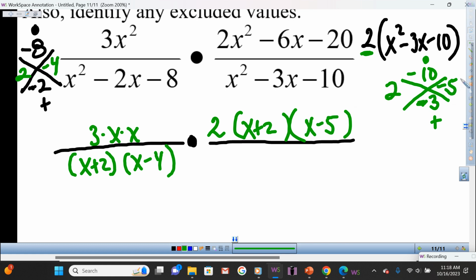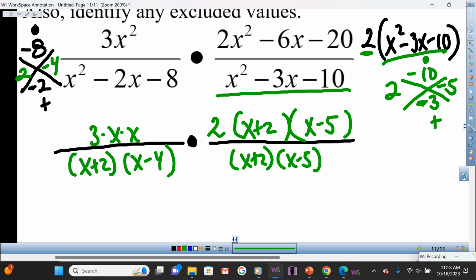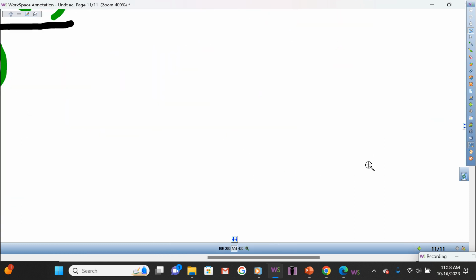Hands if you got that? That is correct. All right. And who noticed that the denominator is the same as this? Yes? All right. So we write what? x plus 2, x minus 5. All right. Let me zoom out. Let's see where we're at.